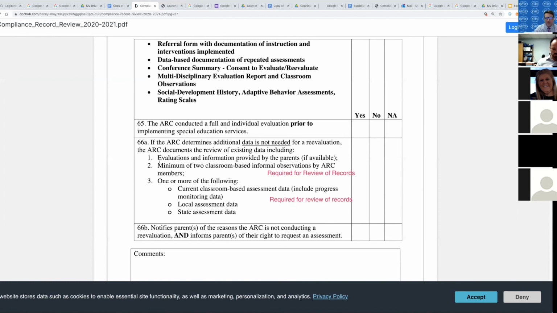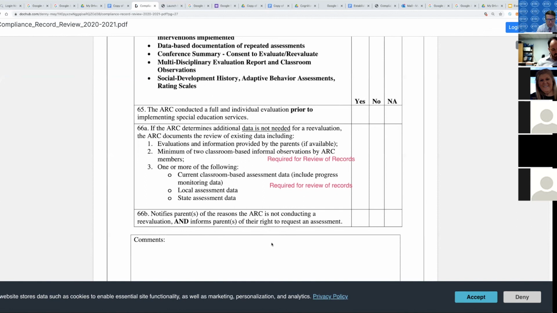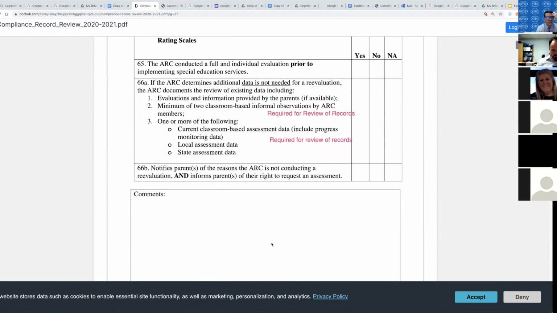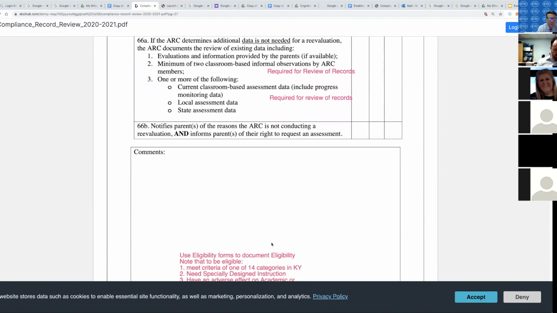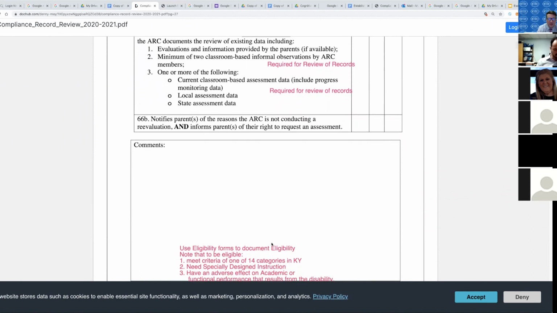Current classroom-based assessment data. You have to look at progress data when you're reestablishing eligibility. If you're not going to do a full-blown evaluation, you have to look at local assessment data, state assessment data. One of the following you have to include there as a way of saying the student still presents as a person with needs for specially designed instruction and presents as a student with a disability and eligibility. 66B notifies parents of the reasons the ARC is not conducting a reevaluation and informs parents of their right to request an assessment.